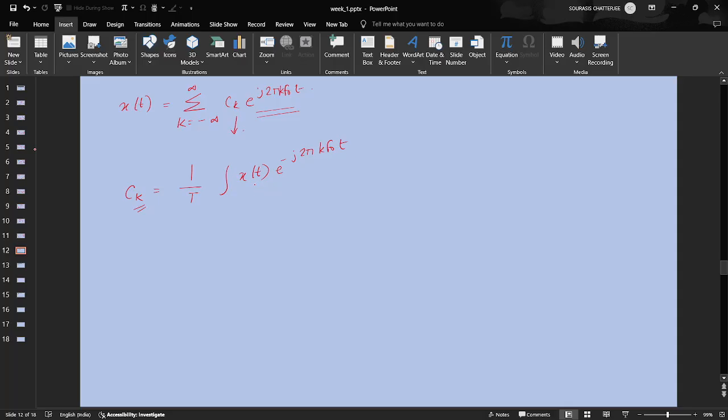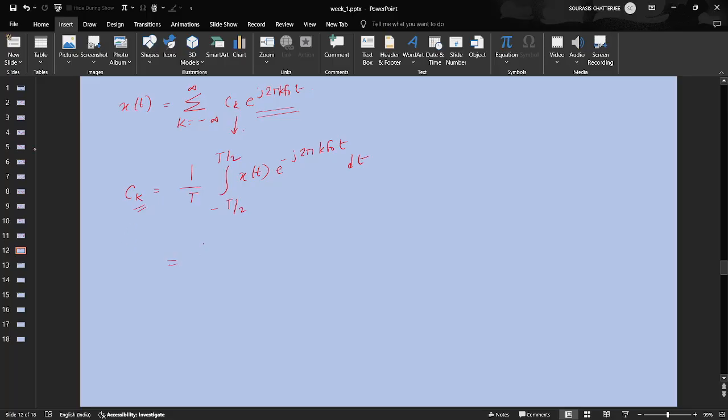So we have to multiply xt with the corresponding complex sinusoid. Suppose we are willing to find the kth spectral coefficient, then we have to multiply by the conjugate of the complex sinusoid with frequency of the kth harmonic of the fundamental frequency, and take the integral over the period T. So that is how you are going to obtain ck.